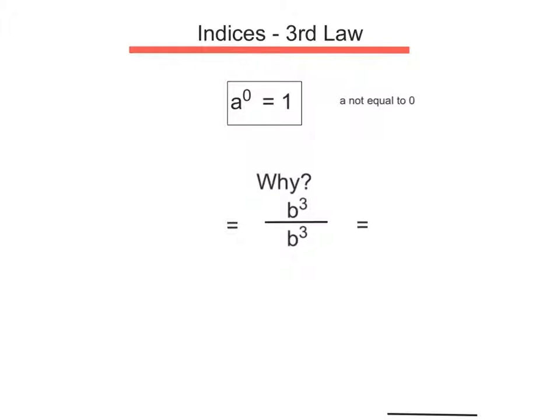This lesson is about the third law of indices. The third law says that any number raised to the power 0 equals 1, providing the number is not equal to 0, because 0 to the power 0 would be undefined.